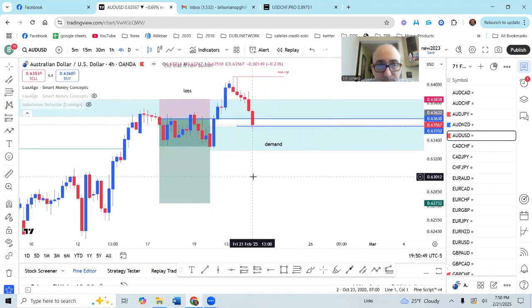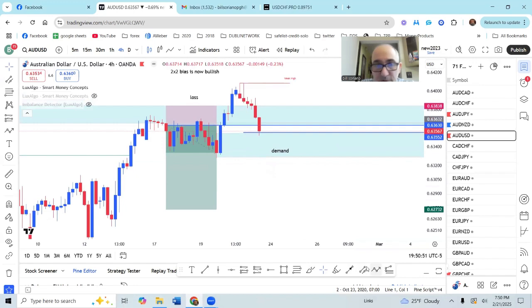You can see how, if you look at the market structure here, even on the 4 hour, you could see how it's kind of moving up to there, right? So right here, it kind of moves up to here and down to there.